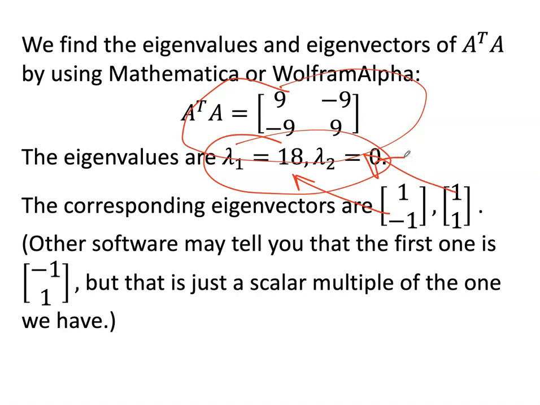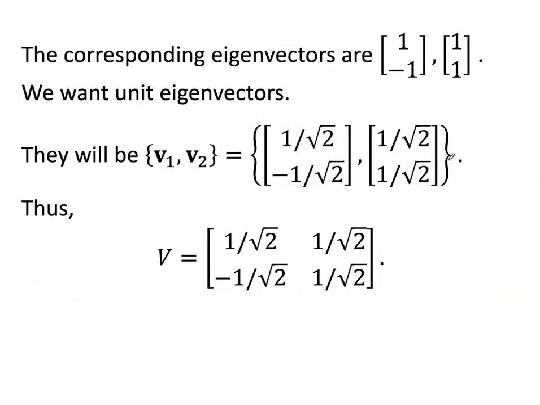Now, other software may tell you that the first one is negative 1, 1, and not 1, negative 1, but that's okay. That's just a scalar multiple of the one we have. And any non-zero scalar multiple of an eigenvector is going to be an eigenvector. So don't be spooked if some other software gives you this answer instead of this answer. Okay, these are the corresponding eigenvectors.